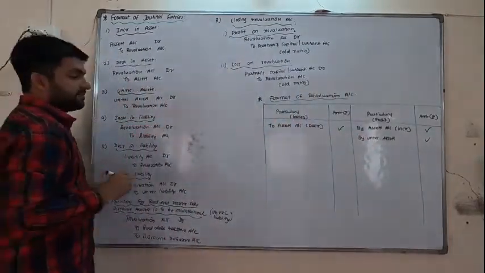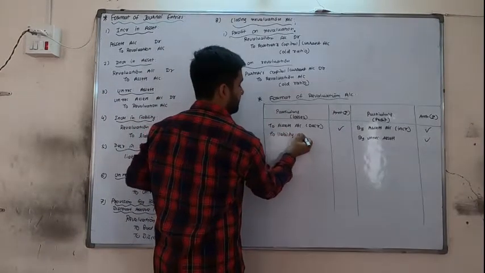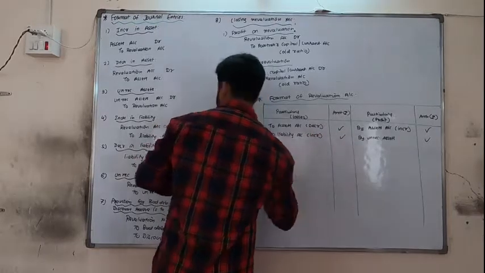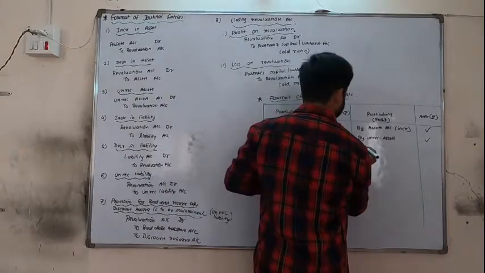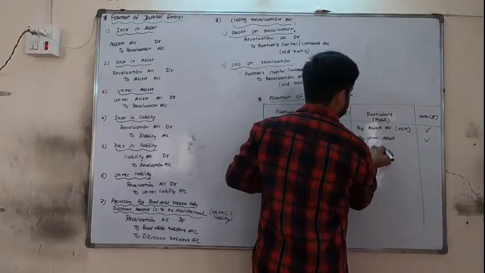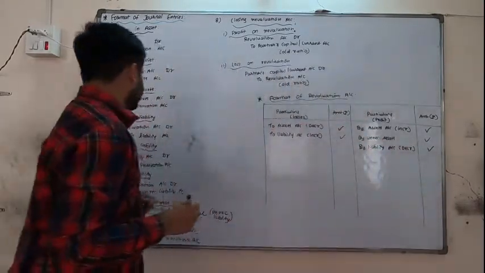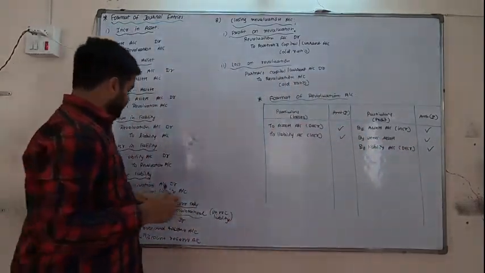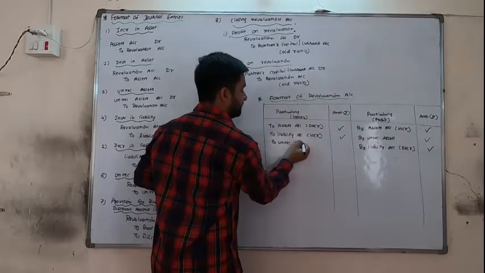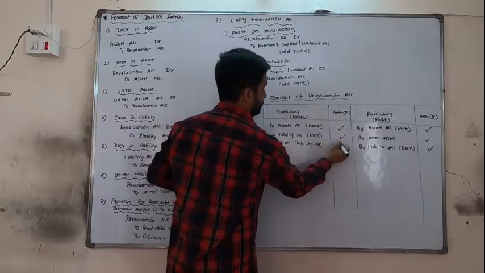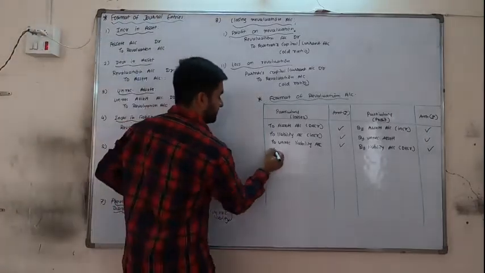Increase in liability, revaluation to liability. To liability account, in brackets increase. Liability to revaluation, so on the credit side, by liability account, in brackets decrease. Unrecorded liability, revaluation to unrecorded liability. Then provision, revaluation to both provisions.